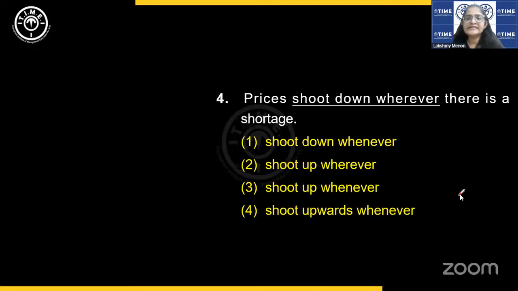Very good. Next, prices shoot down wherever there is a shortage. So you have to look at the grammar as well as the logic. Whenever there is a shortage, what happens usually? Prices go up or down when there is a shortage. It is just common sense, not even economics. Whenever there is a problem of shortage, prices go up. So now look at the options here. Can you give the answer? Whenever is correct, but you have to look at the syntax and semantics.